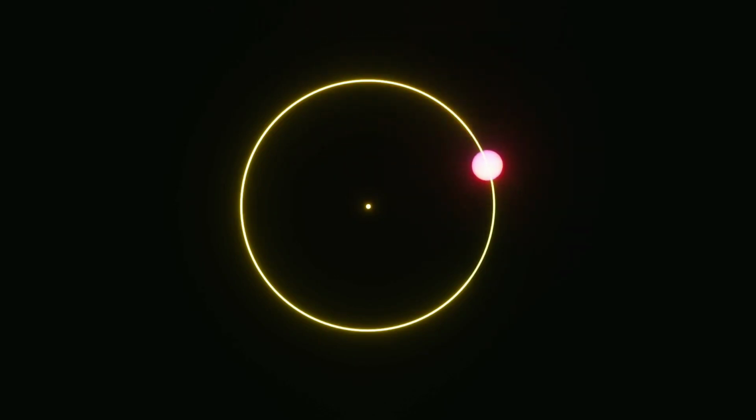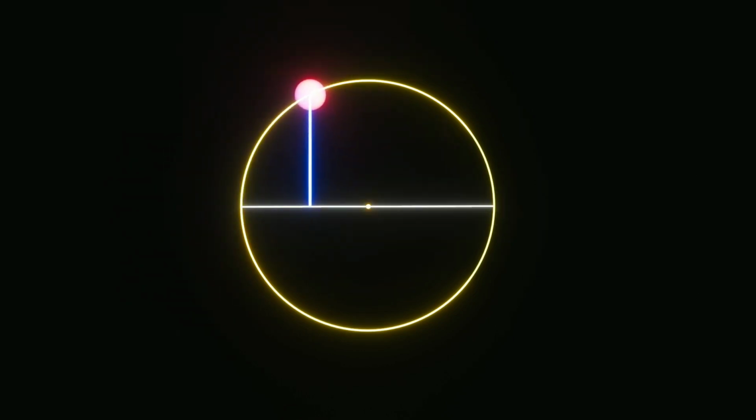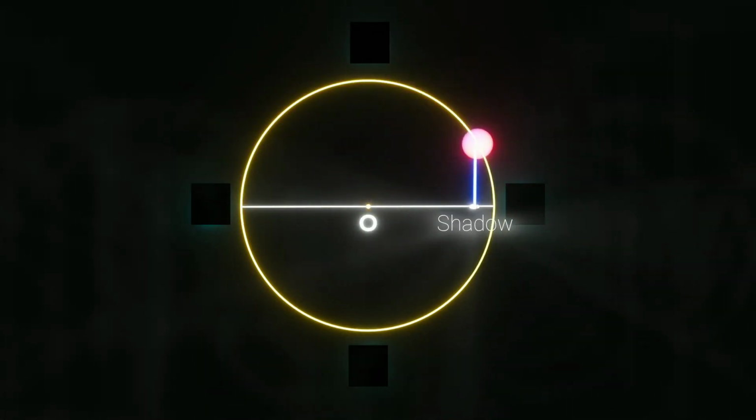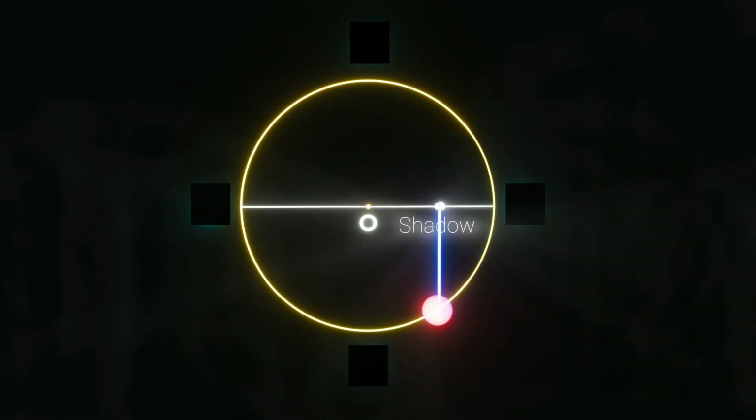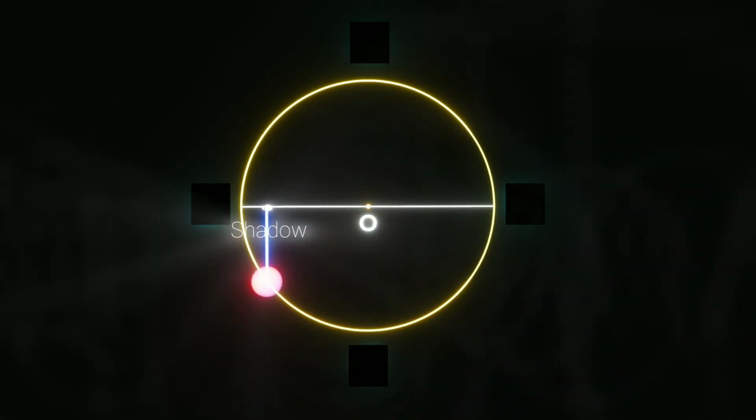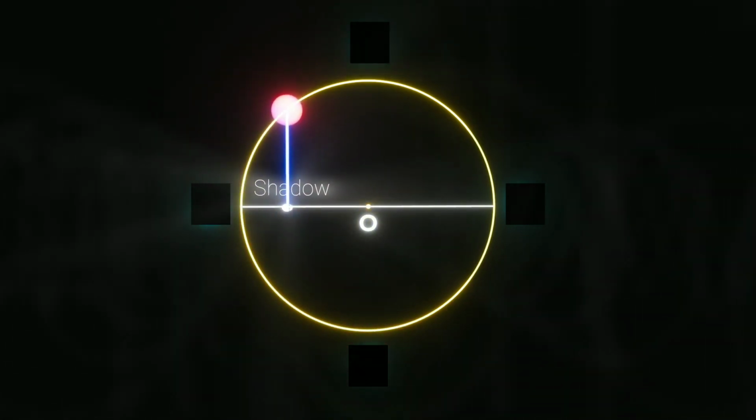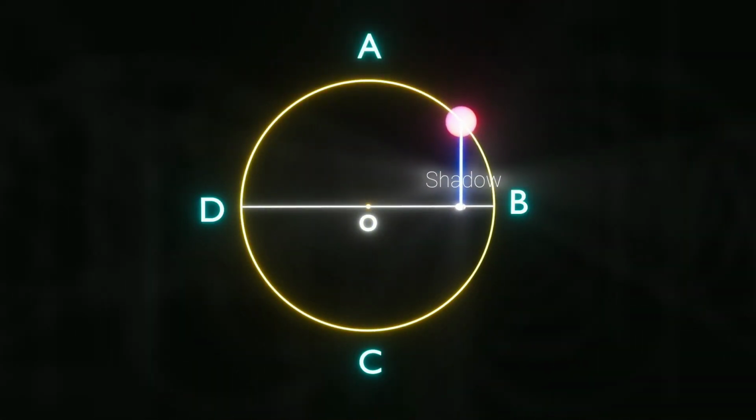Imagine a ball moving in a circle. We can draw a line from the center of the ball to the diameter of the circle, like a shadow. This shadow moves back and forth along the diameter as the ball moves around the circle. Let's call the circle ABCDA.